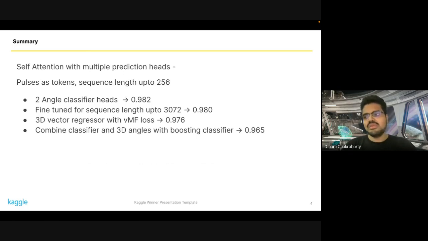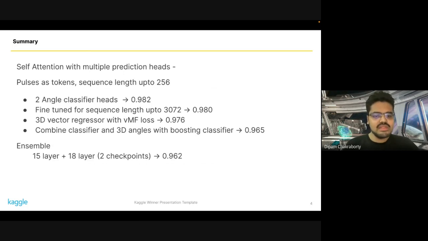But with further improvements, there are these very long sequences, which are very hard to train a transformer on, since memory is squared in the sequence length. So I was able to fine-tune with a higher batch size and higher sequence length, and finally combining it gave the final score of 0.965.